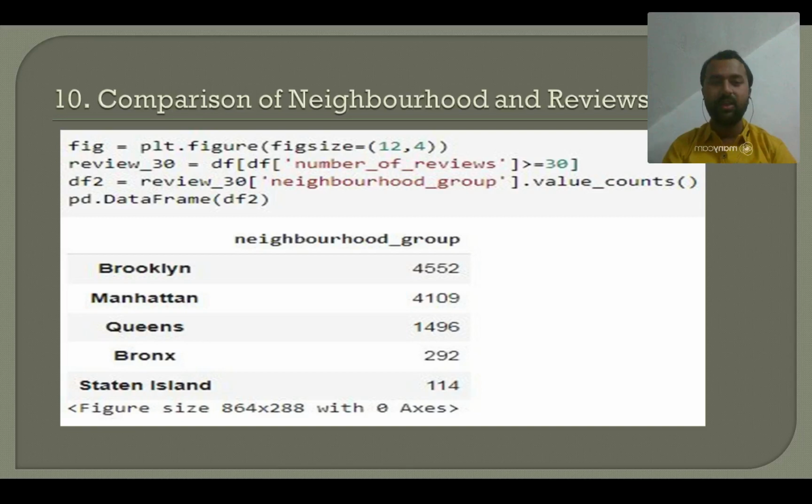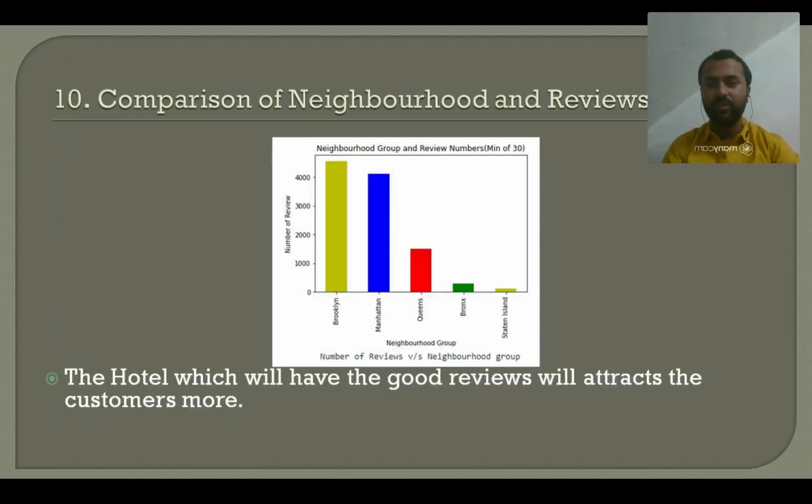More than 30 means, suppose a host has 25 reviews, I have not considered that column. I have only considered those columns which have a number greater than 30. So here you can see in the graph that Brooklyn has the maximum number of reviews by neighborhood, followed by Manhattan, Queens, and Bronx, and then Staten Island, because Staten Island has the least number of rental places.